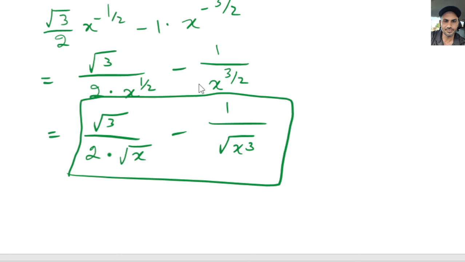You can leave it in this form or you can bring it in this form. They both are correct.